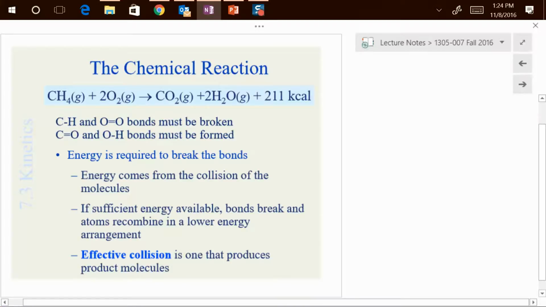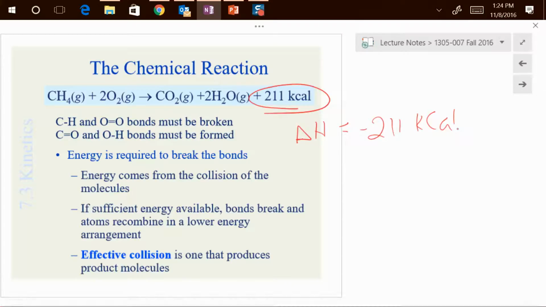Okay, so here we have a reaction. Methane plus oxygen produces carbon dioxide, water, and 211 kilocalories of energy. Is this endothermic, exothermic? Exothermic, because energy is a product of this reaction. Delta H would equal negative 211 kilocalories of energy. Okay, so this is an exothermic reaction. CH and OO bonds must be broken, right? They have to break, and the CO and OH bonds must be formed over here.